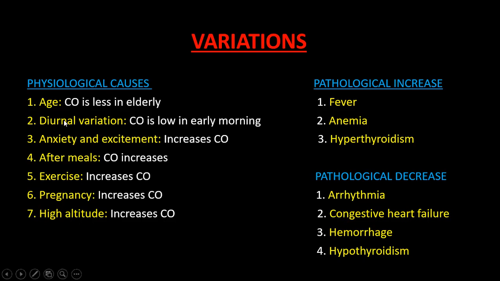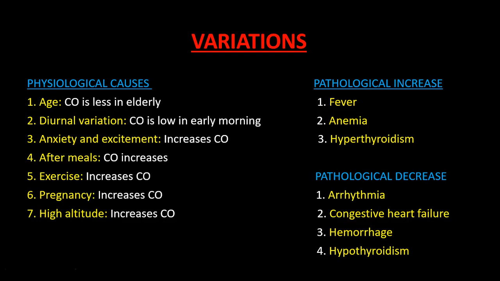The second one is diurnal variation. In early morning, cardiac output is low, which increases in the daytime. The third factor is anxiety and excitement. It increases cardiac output by 50 to 100% depending upon the sympathetic stimulation. The next one is after meals. After meals, you can see an increase in cardiac output by around 30%.